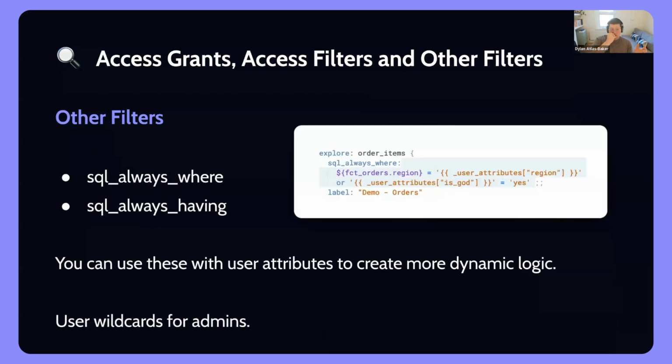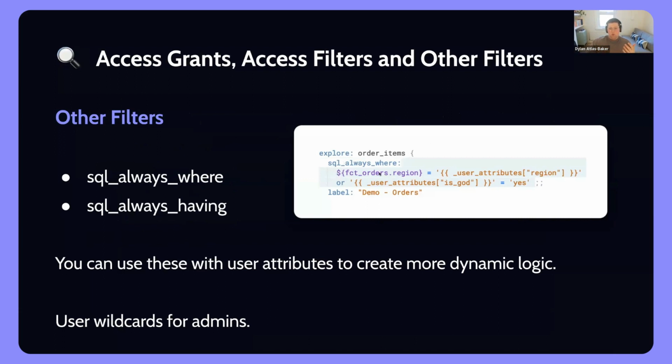And then the third category here I have is other filters, which are ways that you can use user attributes, particularly in Liquid, to do more custom stuff. There are two in particular that I think are useful: SQL always where and SQL always having. Which are like the access filter, except you can put any arbitrary SQL in there. There are a couple of others, like conditional filter, that work in a similar way, but these are the two that people typically use. Users fully can't change them, which is why they're key to a security model. And these are useful if you have multiple or a unique combination of user attributes that you want people to be able to filter off of.